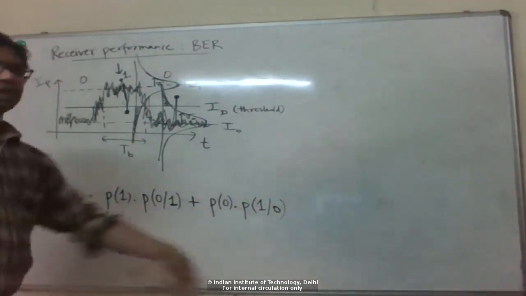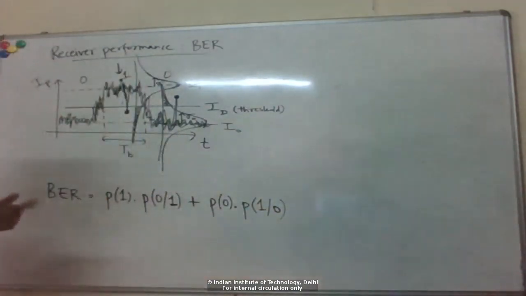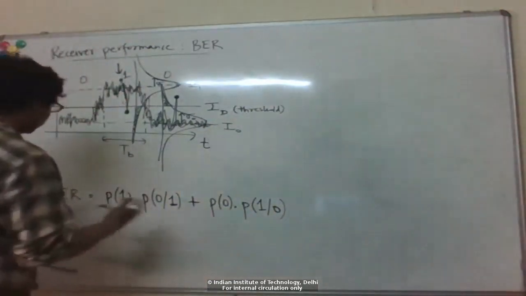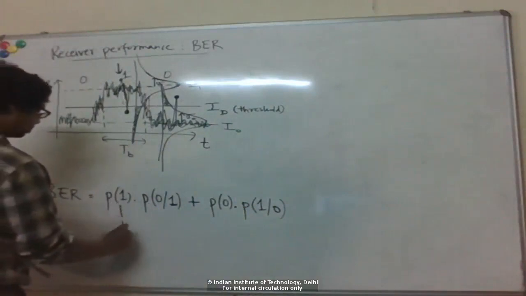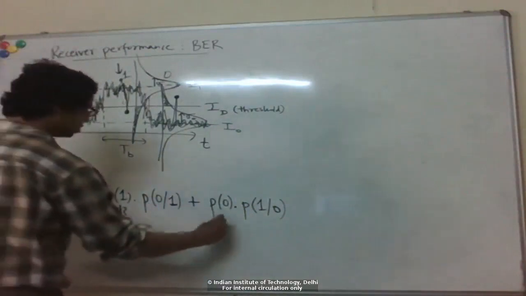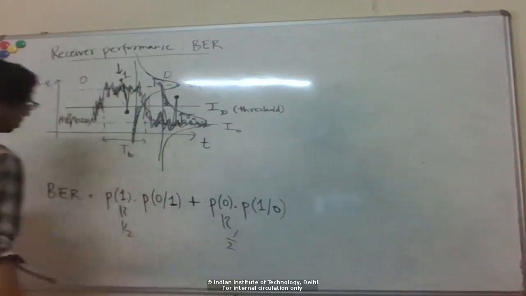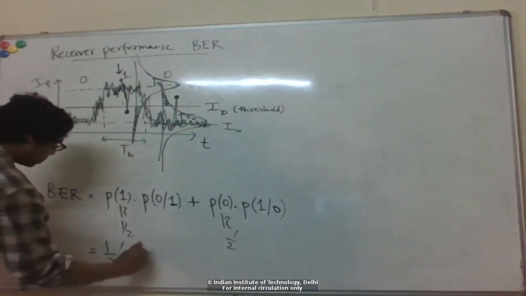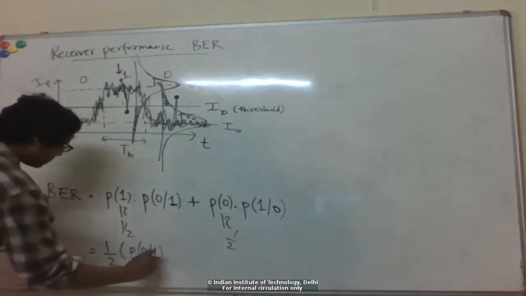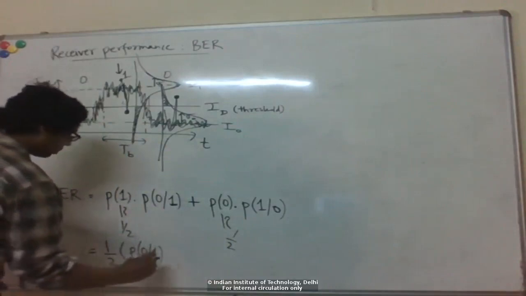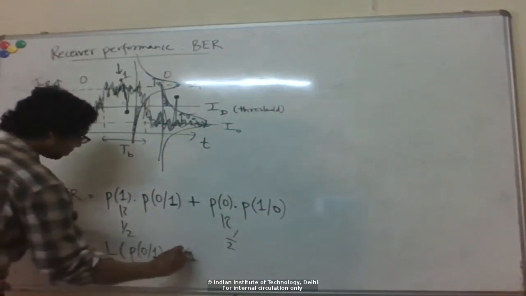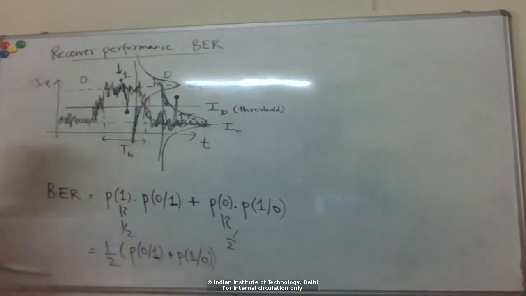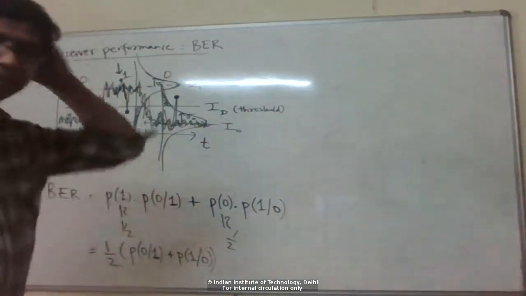Typically, if I look at a very long sequence of bits, I'll have equal probabilities of 0 and 1. So for a very long sequence of bits, this will be half, and this will also be half. So basically the bit error rate will be the average of the probability that I detect 0 given 1, and the probability that I detect 1 given 0, which also makes sense. That's what you would expect the error to be.